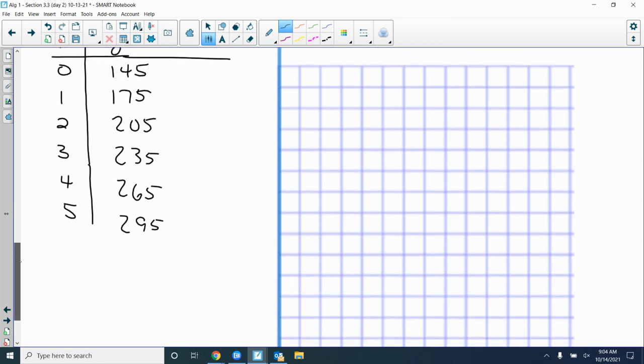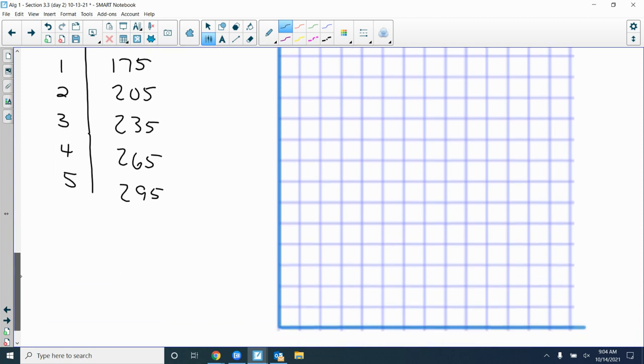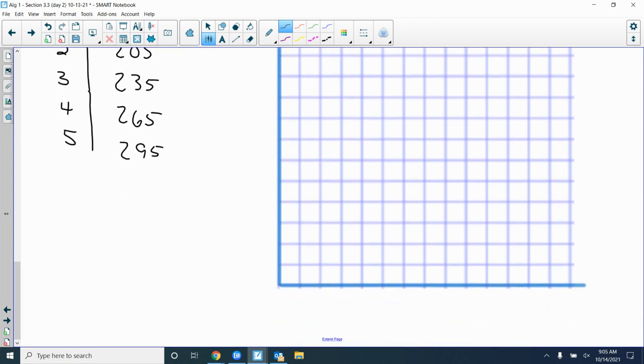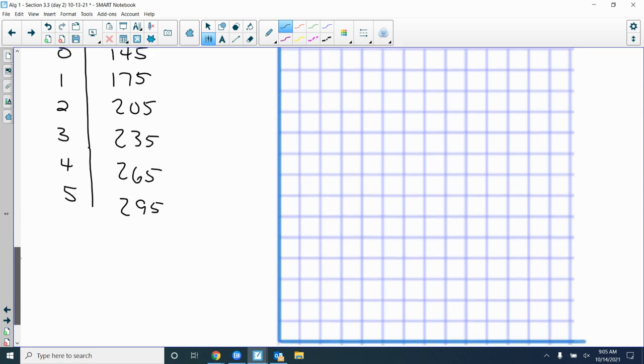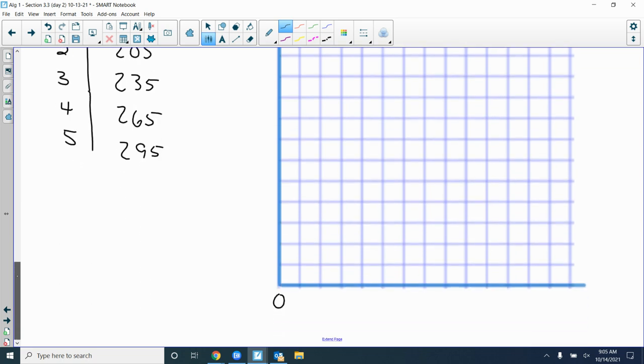Okay, good. Make sure you get that fixed. That's the number of bags checked. You still have a price of 145. That doesn't change. Now we've got to graph it.